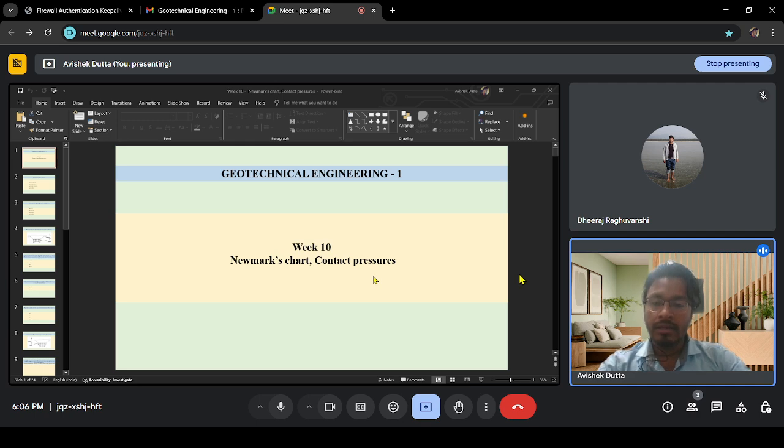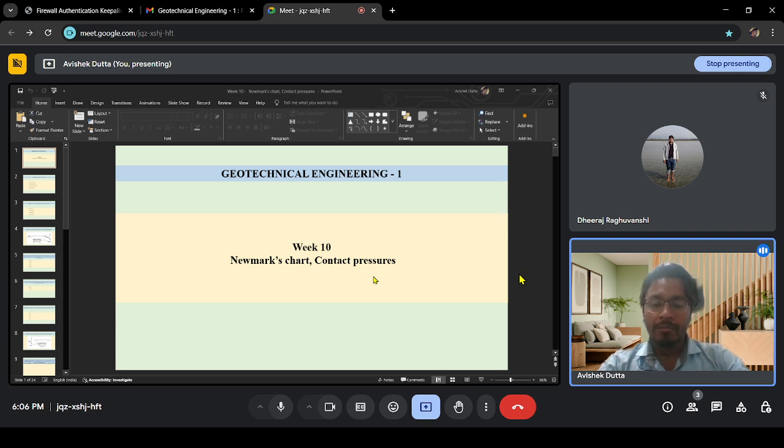I have seen that in the syllabus there were no chapters on shear stress and earth pressure theory. So after Newmark's chart and contact pressures, I have also incorporated some questions from shear stress and earth pressure theory, because otherwise the session would not have been adequate for 2 hours. I hope that will be okay with you. Anyway, shear stress and earth pressure theory are very important chapters in geotechnical engineering.